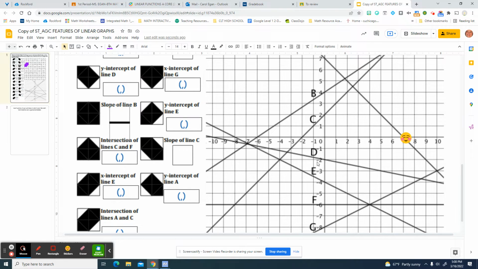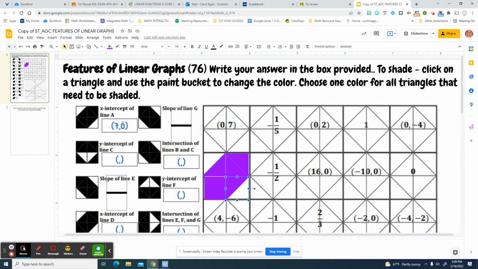My y-intercept is here. So I can see line C crosses over right here, which is at 2, right? Here's the origin. So to get there, I had to go up 2. Notice I didn't move side to side at all. So I always mark how many I have to move side to side first. So that was 0, and then up 2. So my answer here is going to be a 0 and a 2.